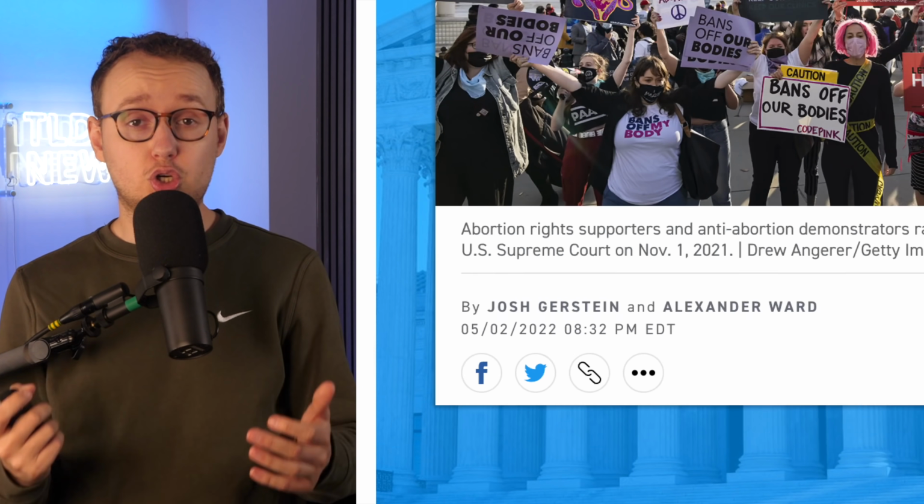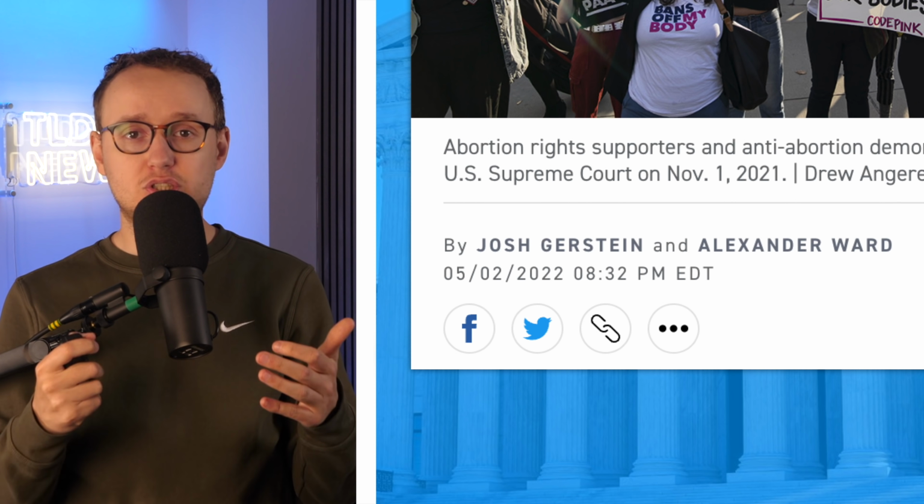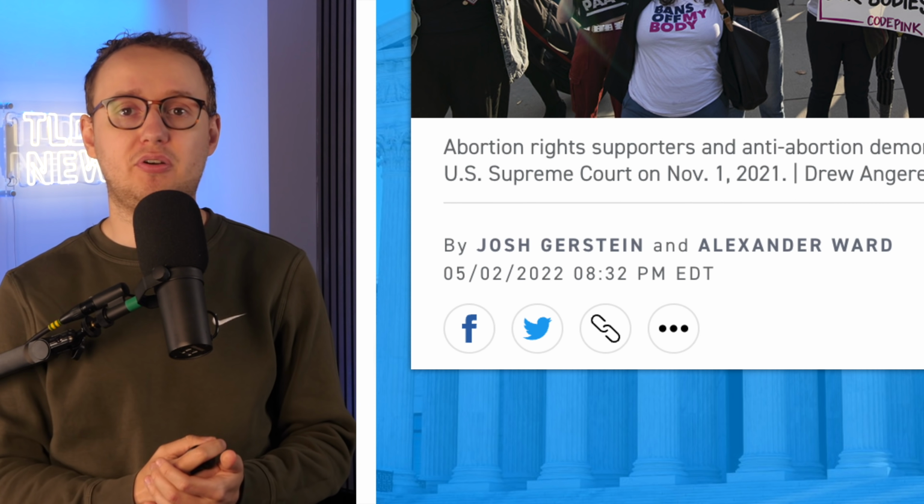Politico's reporters Josh Gerstein and Alexander Ward have been able to get hold of a leaked draft opinion for the first time in US Supreme Court history. This draft opinion was written by Justice Samuel Alito on February 10th and states that both Roe v. Wade and Casey v. Planned Parenthood should be overruled.